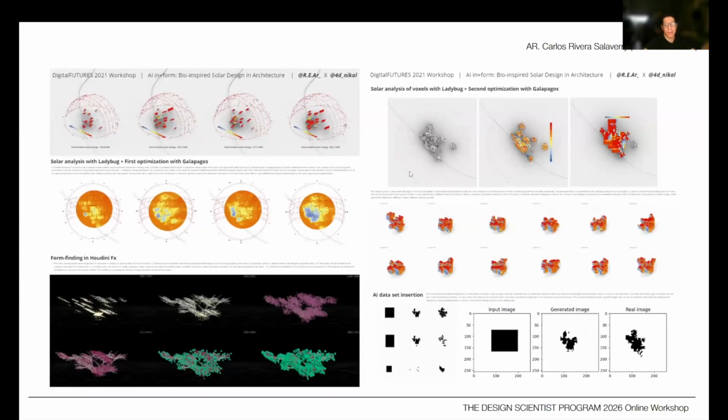Afterwards, the structure was analyzed once again in Ladybug, and through iterations, we had different alternatives for variation of the same design in different conditions. And we could reduce the processing time, because analyzing such a complex geometry takes a lot of time. So in this case we used AI to figure out in a faster way what would be the most optimal variation of this geometry.